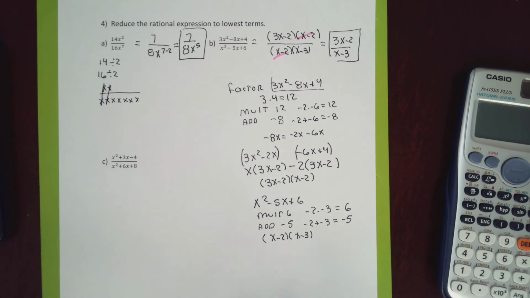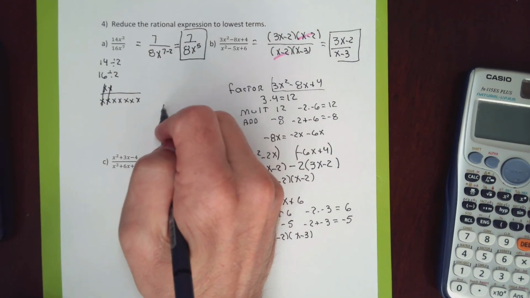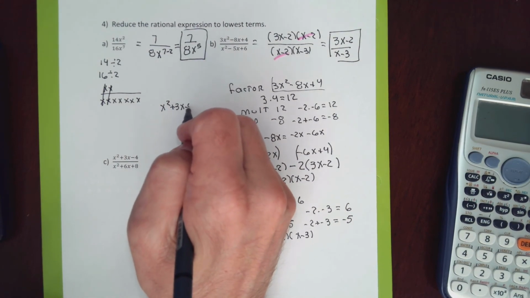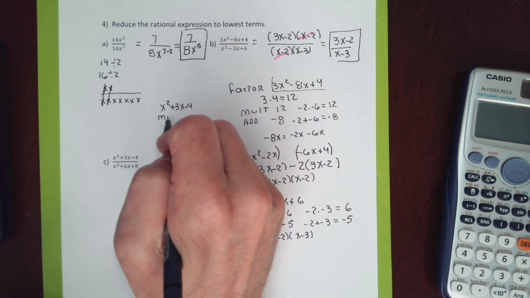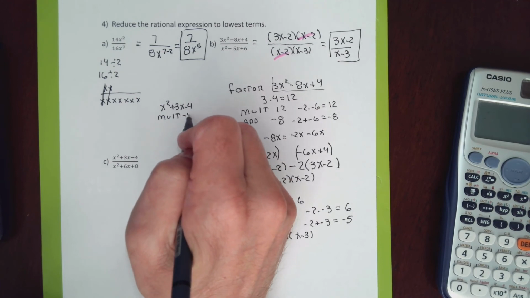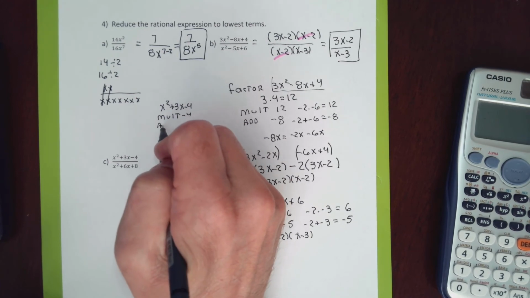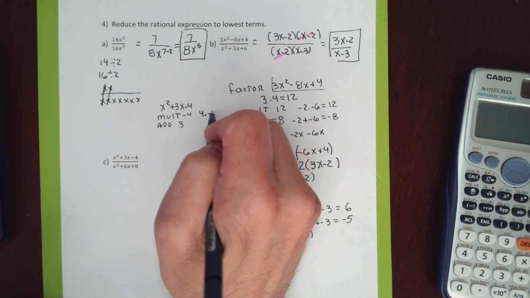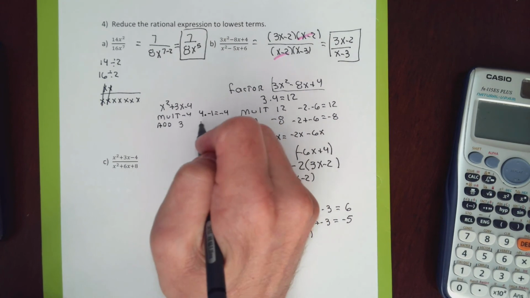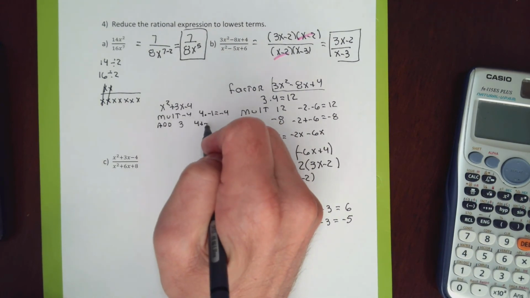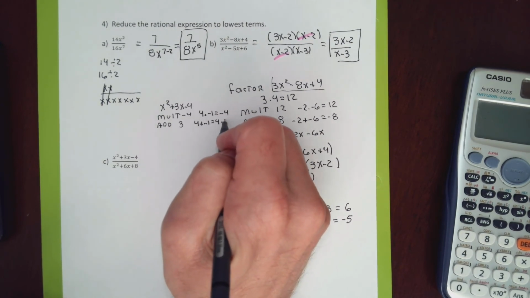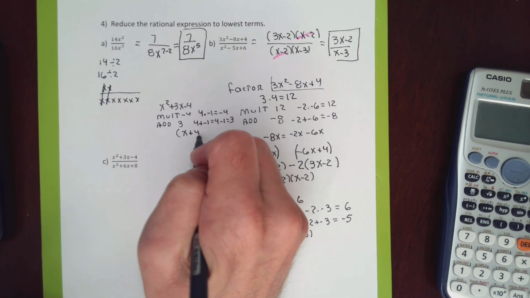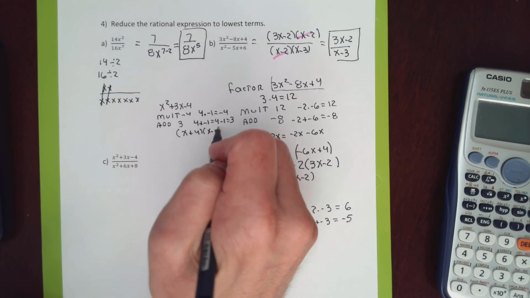C is just a factoring and canceling. In C, I need to factor x squared plus 3x minus 4, which hopefully you can just sight factor. But if I can't, I'm looking for numbers that multiply to negative 4, that add but really subtract to 3. And that's going to be 4 and negative 1, because 4 times negative 1 is negative 4. 4 plus negative 1 is the same as 4 minus 1, which is 3. So that's going to factor into x plus 4 and x minus 1.